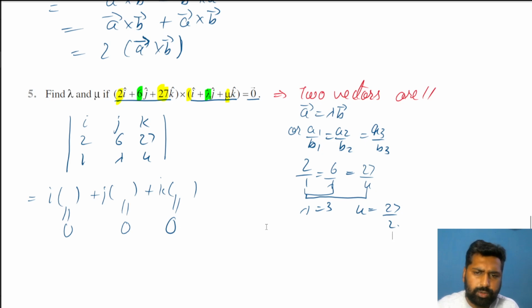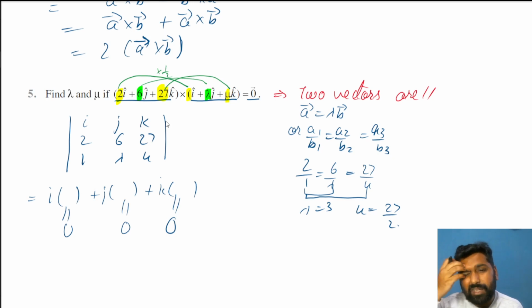You can literally do this without even writing this. Just look at this. 2 is becoming 1, meaning you have multiplied by half. So all the factors should be multiplied by half. 6 should be multiplied by half, 27 should also be multiplied by half. That's the meaning of A is equal to lambda times B vector. Lambda is your multiplying factor, so 1 by 2 is your multiplying factor. So directly you can get the values of lambda and mu without even writing anything. All right, this is done.